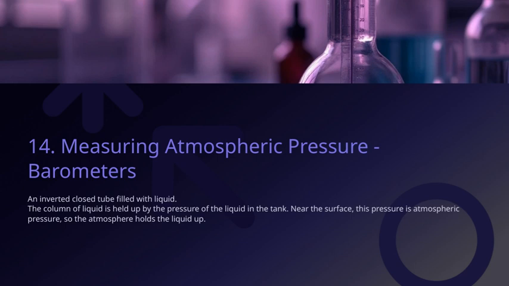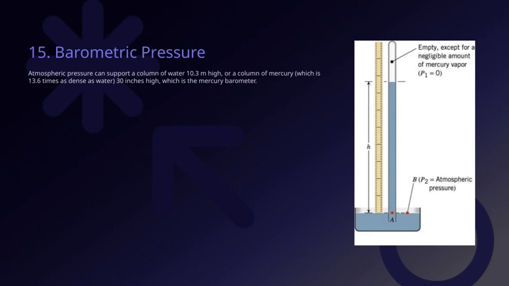Let's talk about atmospheric pressure and how it supports different columns of liquids. It can support a column of water that's about 10.3 meters high. But when it comes to mercury, which is much denser, specifically 13.6 times denser than water, the same atmospheric pressure can support a mercury column around 30 inches high. This is what we call a mercury barometer, which measures atmospheric pressure using that height of mercury.